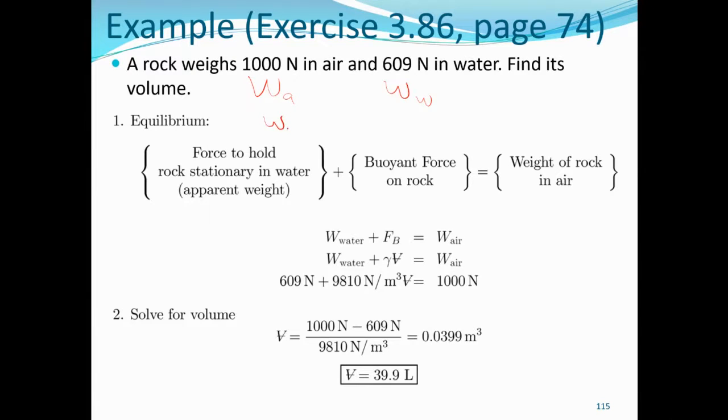Weight of water displaced, which is the weight in air minus the weight in water, which is simply 1,000 minus 609. So 1,000 minus 609. What do you have?